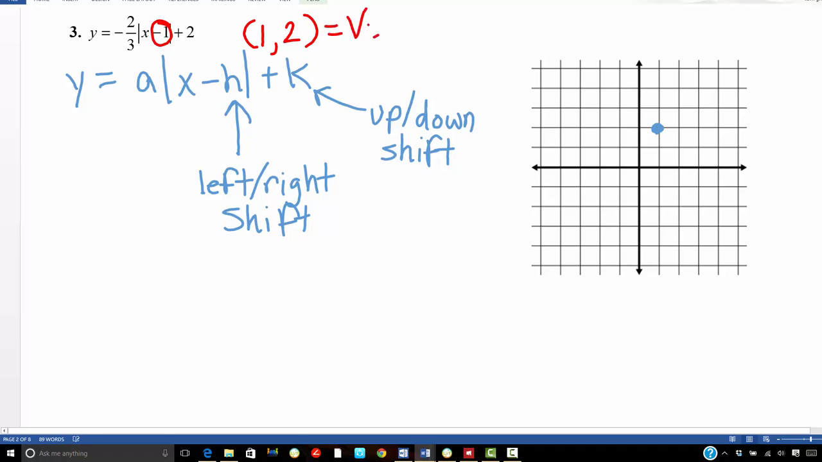I think mostly what we did in class was we found 2 other points in the calculator, and you can do it that way. But a lot of you are starting to use that amplitude, which essentially acts as the slope. So the amplitude for this function is 2/3. And it's also a negative number, so that means this graph should be facing down, should be upside down.